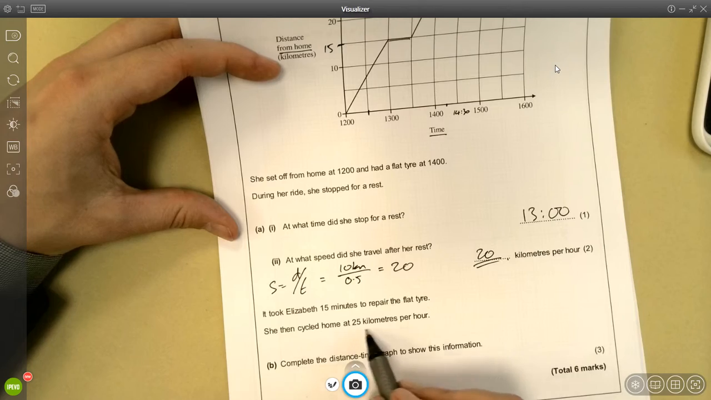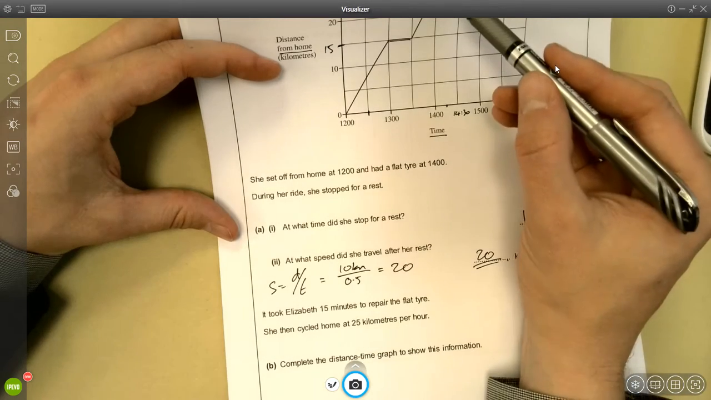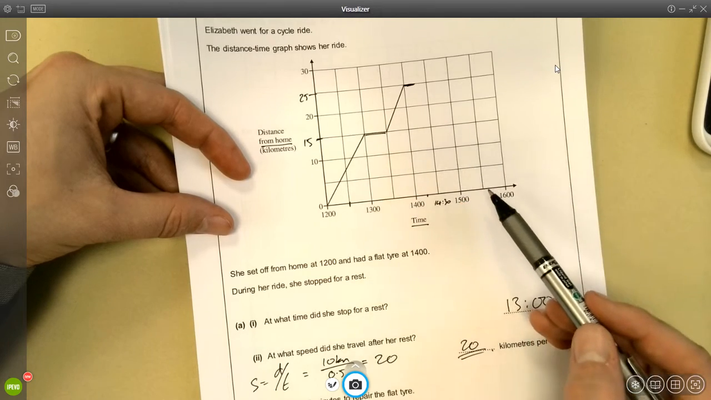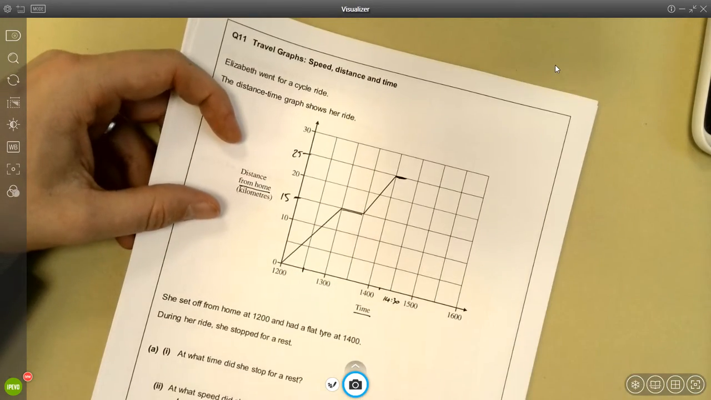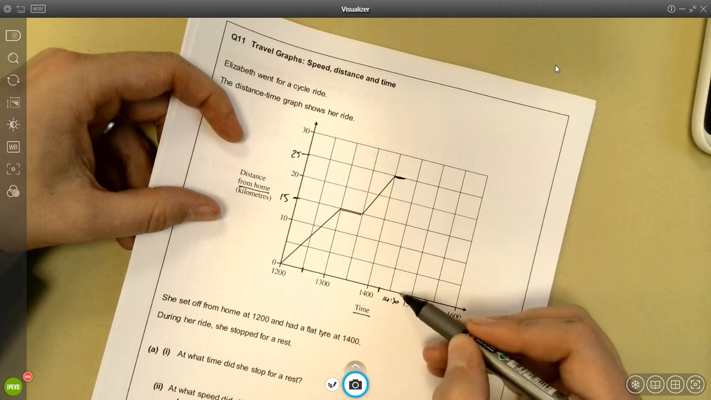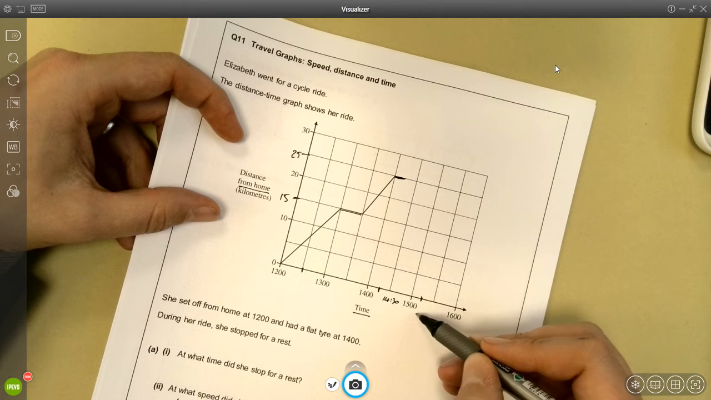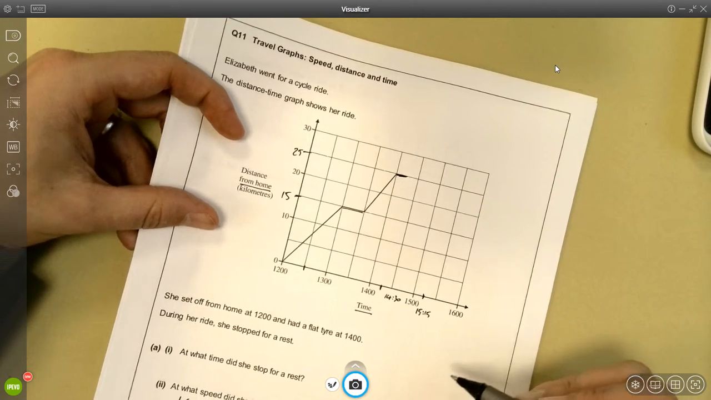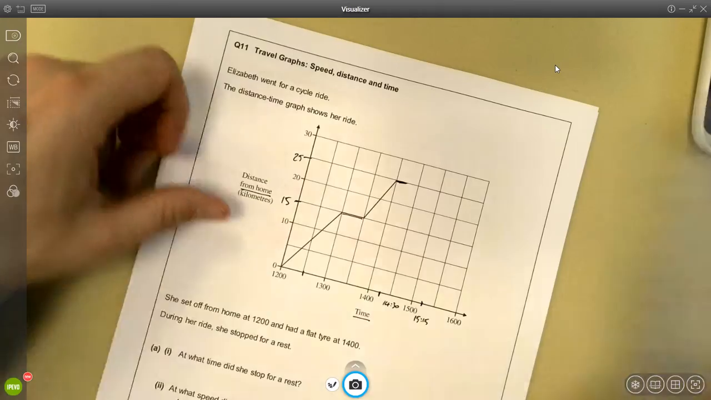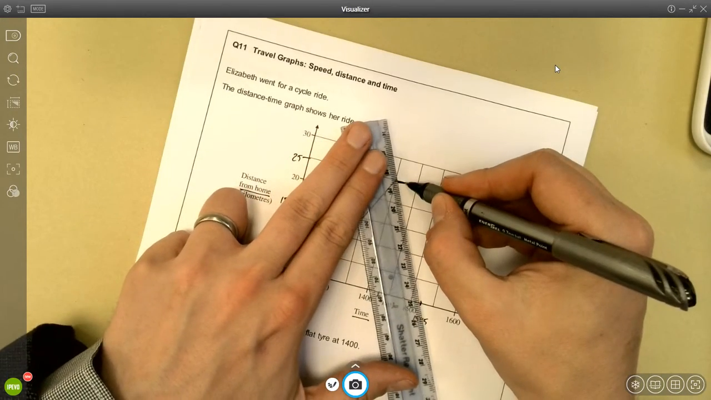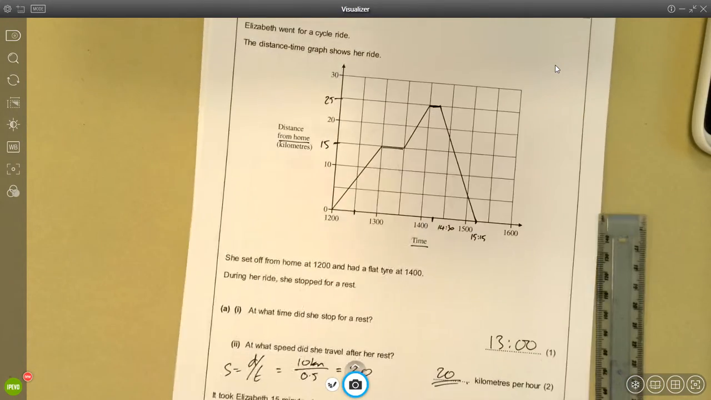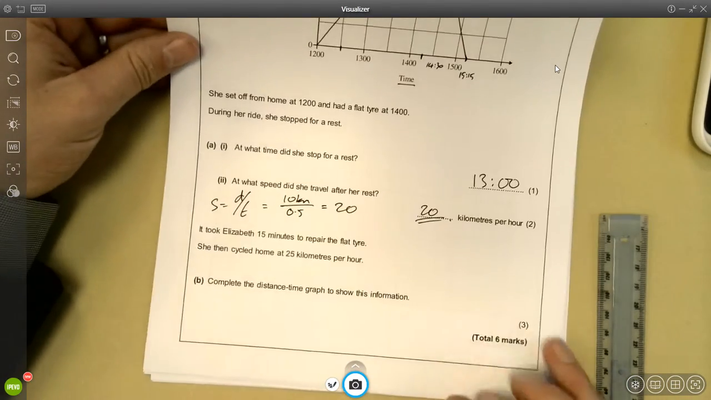Cycling home at 25 kilometers per hour. Well, look, 25 kilometers away from home, it's going to take 1 hour to get home. So look, let's count on an hour from here. It's going to be 15:15. All right, 15:15. So you need a straight line that runs between those 2 points there. Okay, and then you've completed your graph.